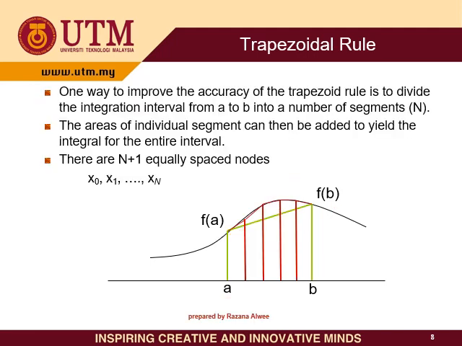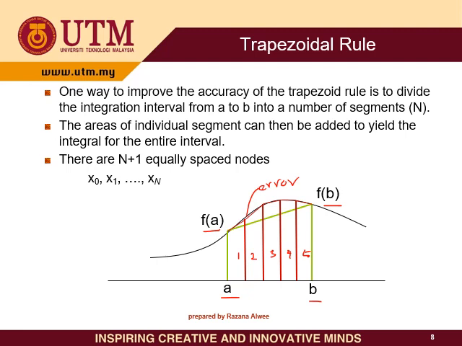As you can see here, one way to improve the accuracy of the trapezoid rule is to divide the integration interval from A to B into a number of segments. Okay, the areas of the individual segments can be added to yield the integral for the entire interval. So as you can see here, before this we had FA and FB from A to B, right? But now we have smaller trapezoids here. So we have 1, 2, 3, 4, 5 small trapezoids, right? So you can see if you do it like this, the error becomes very small here. Okay, so we can minimize the error.